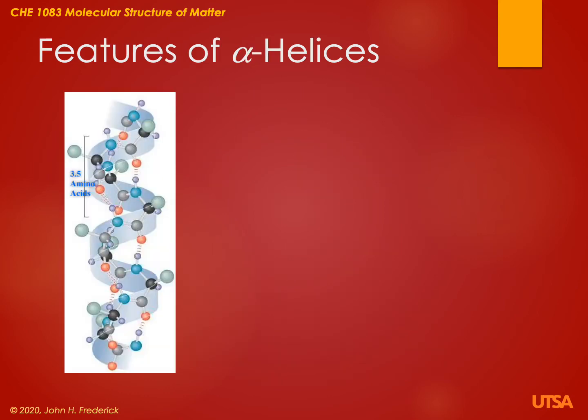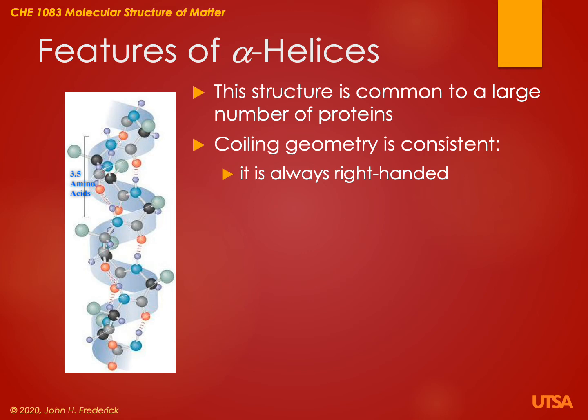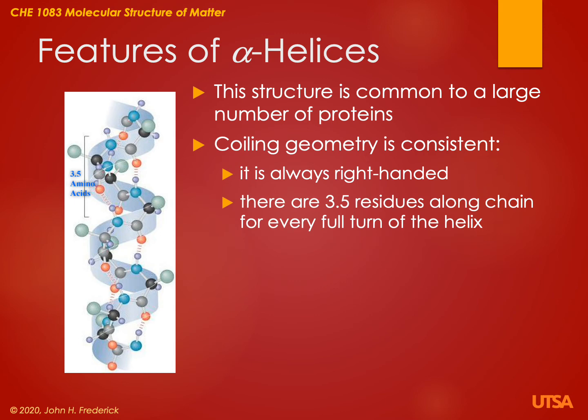Now the helix has been emphasized here by drawing the ribbon through it, but you can see the underlying molecular structure to it. These are called alpha-helices, and the structure is common to a huge number of proteins, virtually all that I've looked at in the protein database. The coiling geometry is very consistent from one protein to another. It is always right-handed, and this is due to the chirality of those chirality centers on the amino acids. There are also 3.5 residues along each turn of this helix. So you go from one coil to the next, you're going to go through 3.5 of these amino acid residues.